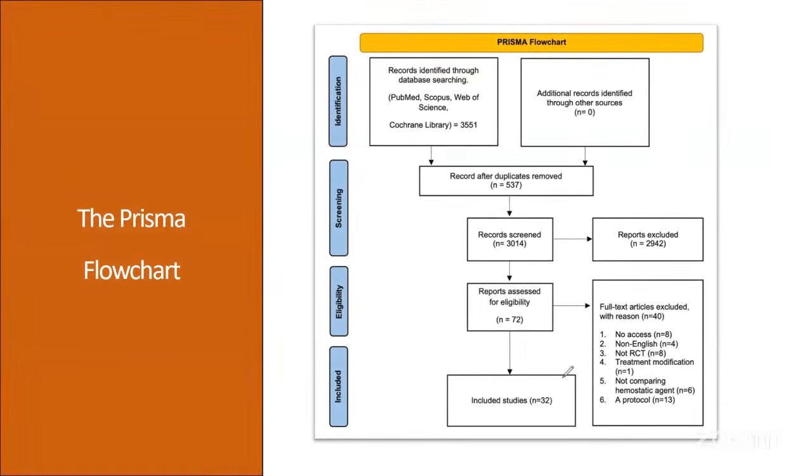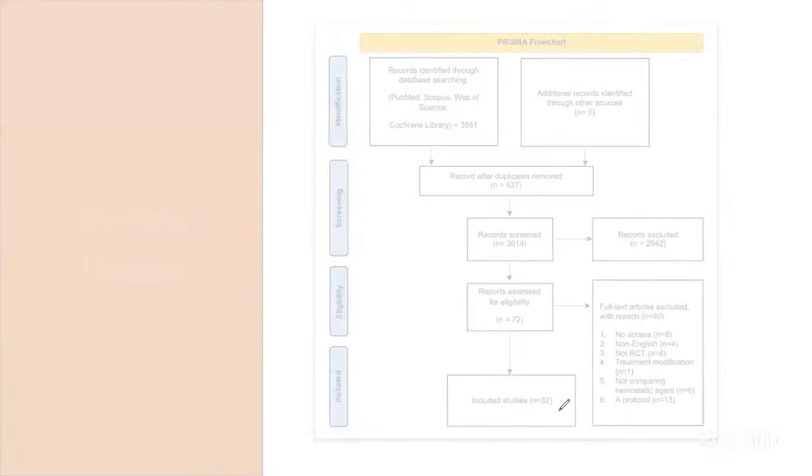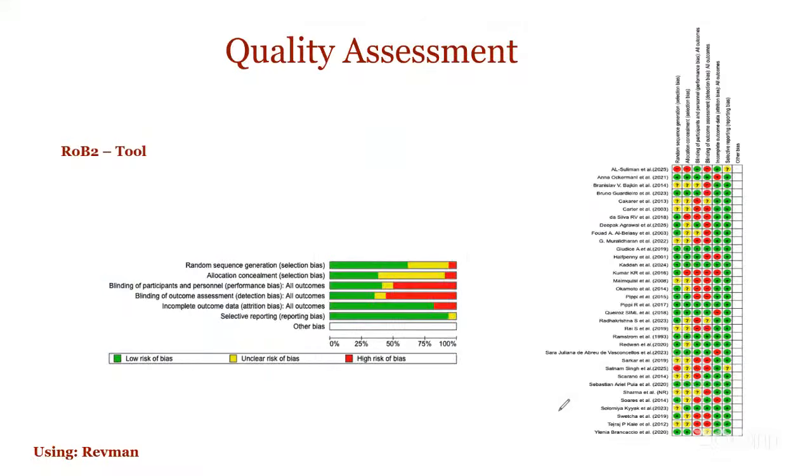We searched multiple databases, and a total of 32 articles were included in our study. This is the quality assessment according to the Cochrane risk of bias tool. Overall, we have 9 studies rated as low risk of bias, 13 studies with high risk of bias, and 12 studies with unclear risk of bias.